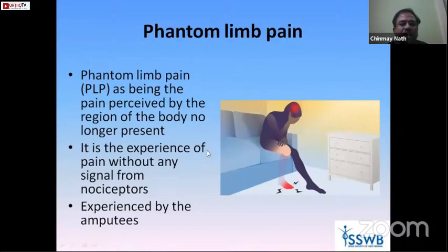Now, phantom limb pain. Phantom limb pain is the pain perceived in a region of the body which is no longer present. It is the experience of pain without any signal from the nociceptor. It is experienced by amputees.